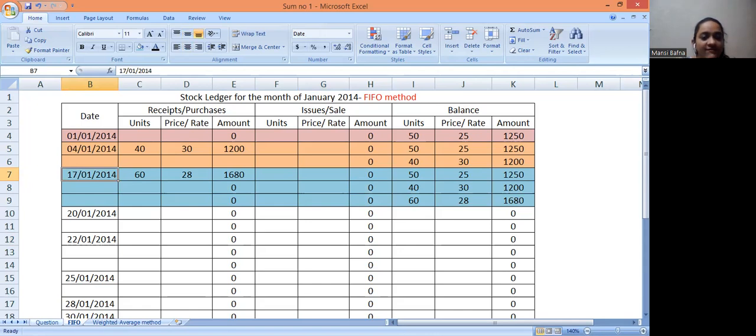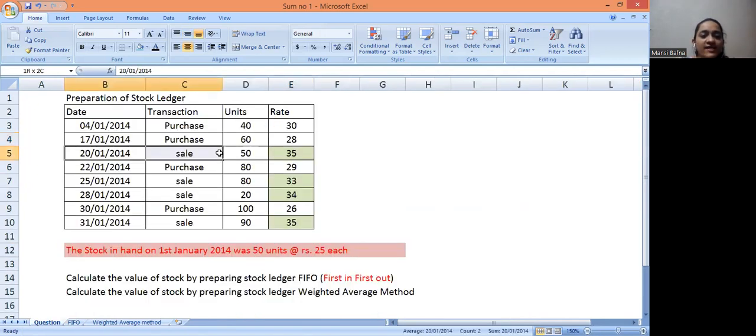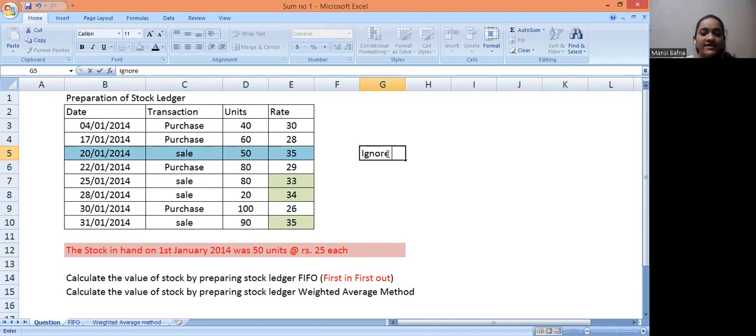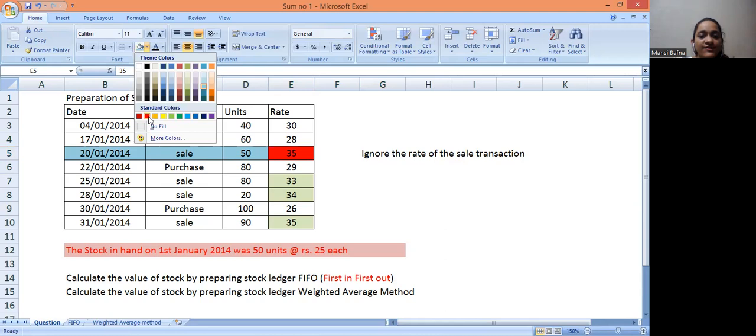Moving further, after 17th of January, on 20th of January, you have a sale transaction. On 20th January, you are selling 50 units. Now, we have to keep in mind that whenever in the sale transaction you have been given the rate, you are not supposed to take that rate. You are supposed to ignore the rate of the sale transaction. I'll write it down over here for you all. Ignore the rate of the sale transaction. Do not take the rate. So this 35 rupees which is there is to be ignored. You are not supposed to take this.